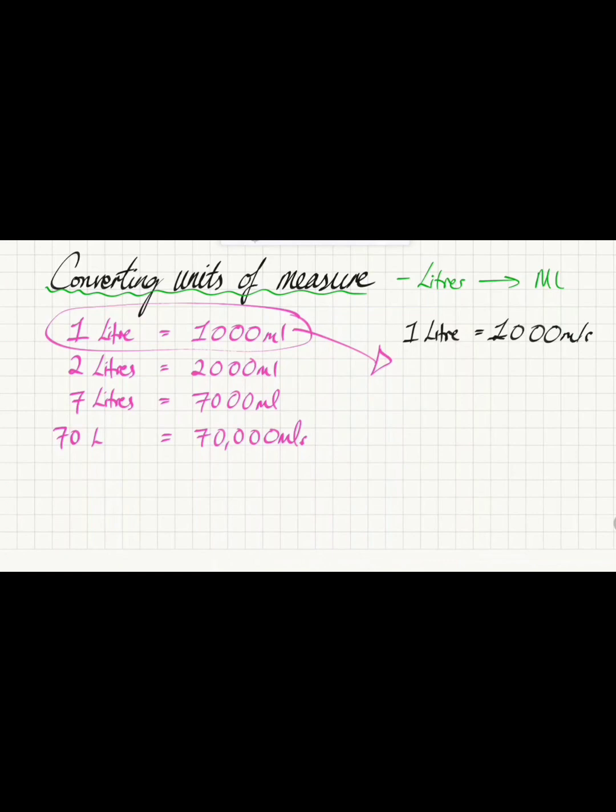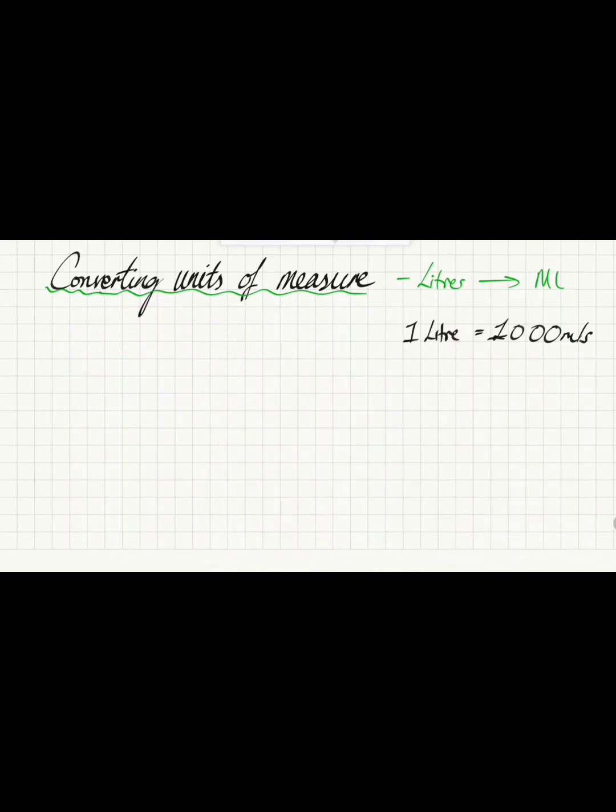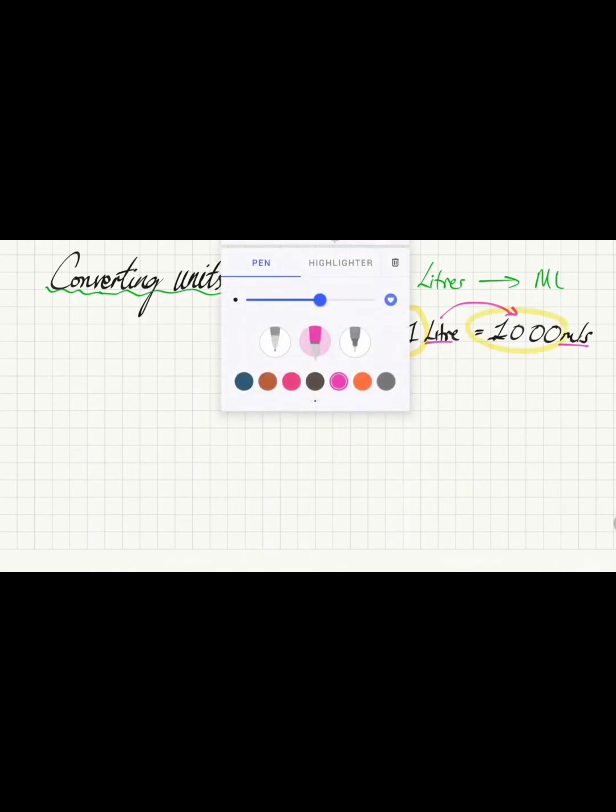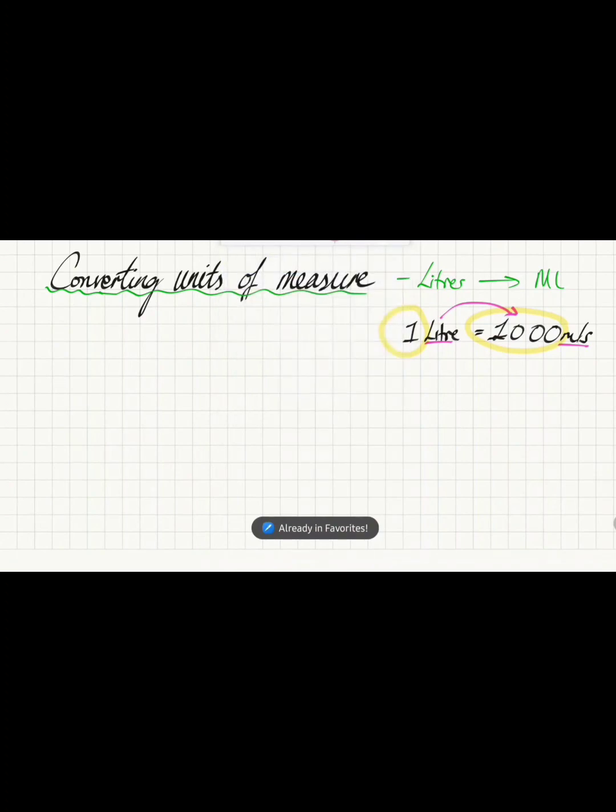So just going from this rule then, 1 litre is equal to 1,000 millilitres. Now to convert litres to millilitres, we times by 1,000, because the 1 over here, to change that to the thousands, we need to multiply by 1,000. And vice versa, if we were to change millilitres to litres, we have to divide by 1,000.